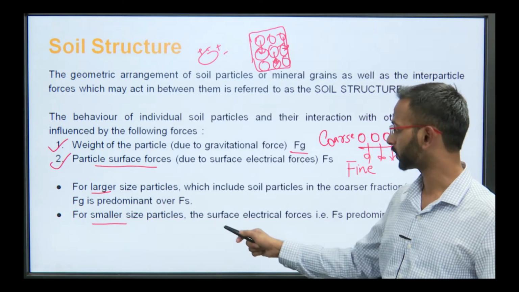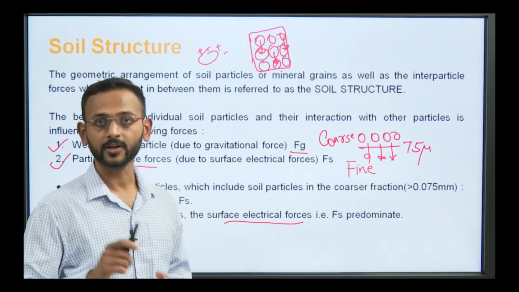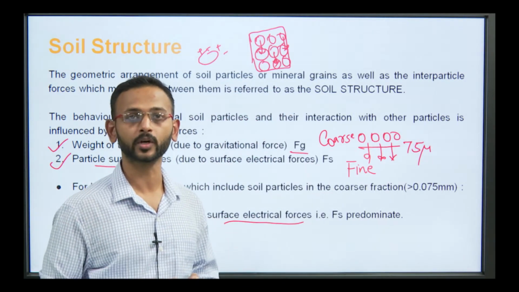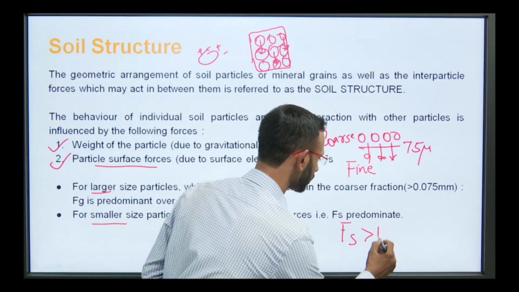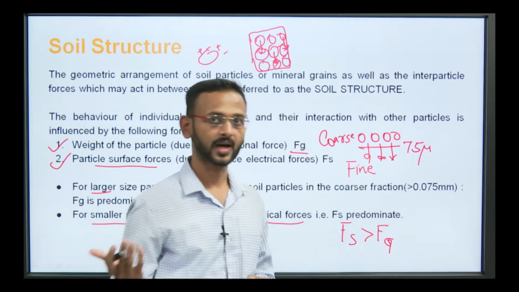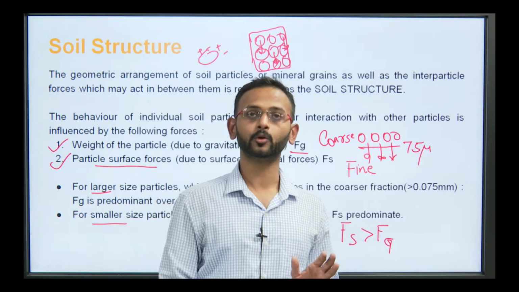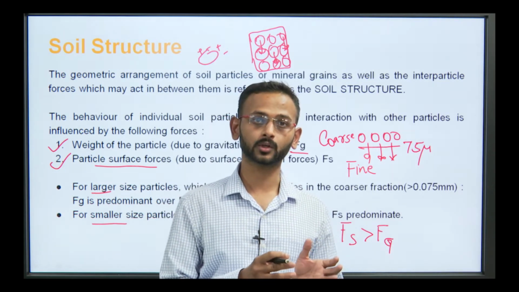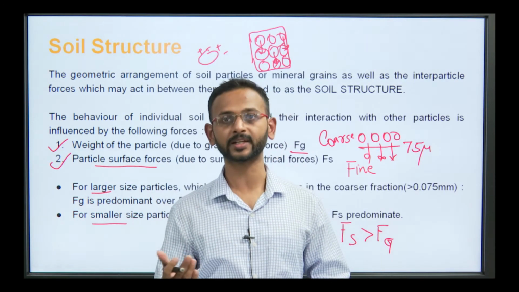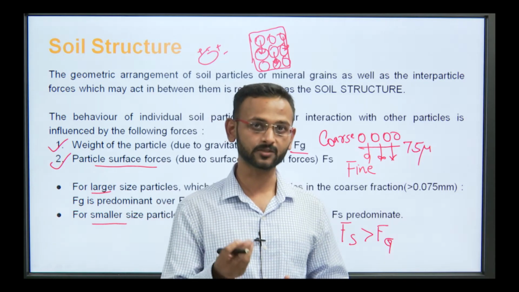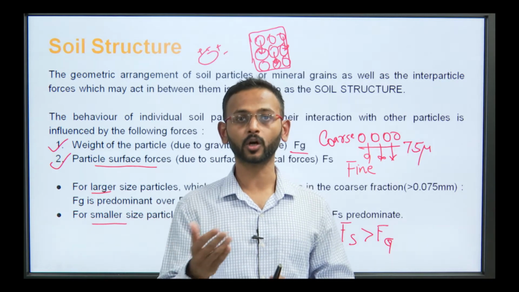When we consider this second part, for smaller size particles, the surface electrical forces, that is Fs, is predominating over the gravitational force. So, here Fs is more than the gravitational forces which act there. When we are talking about the coarse grained structures, we will be talking about gravitational force. When we are talking about the smaller size particles, we will be talking about the surface electrical charges which are present on them and how they interact or behave or change the properties.